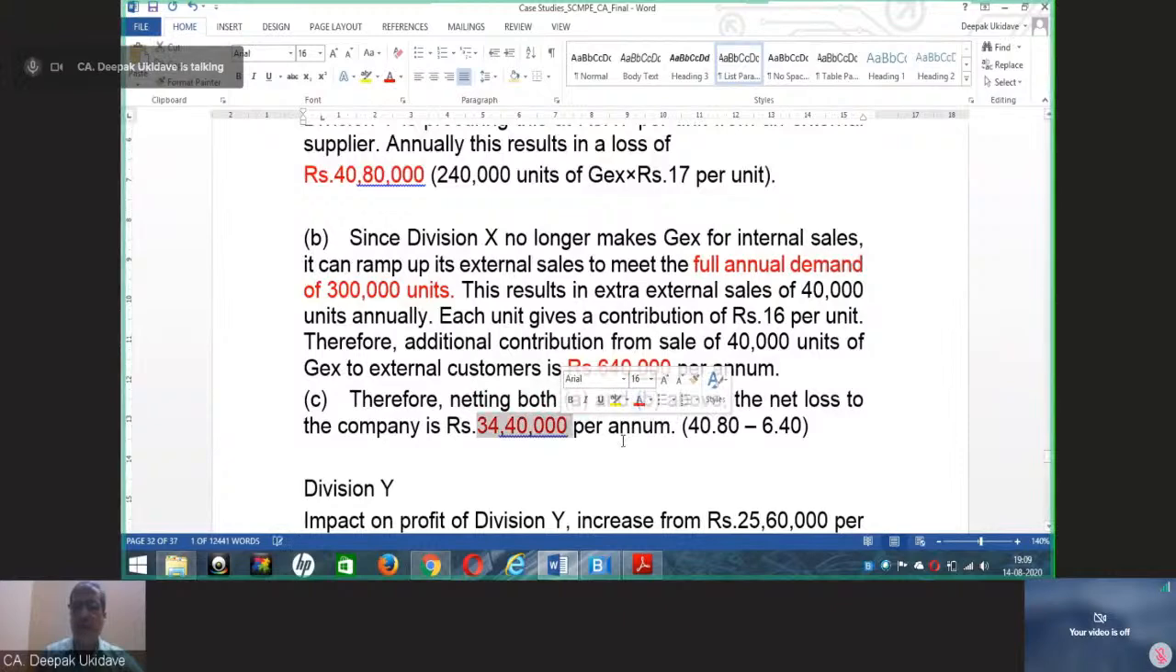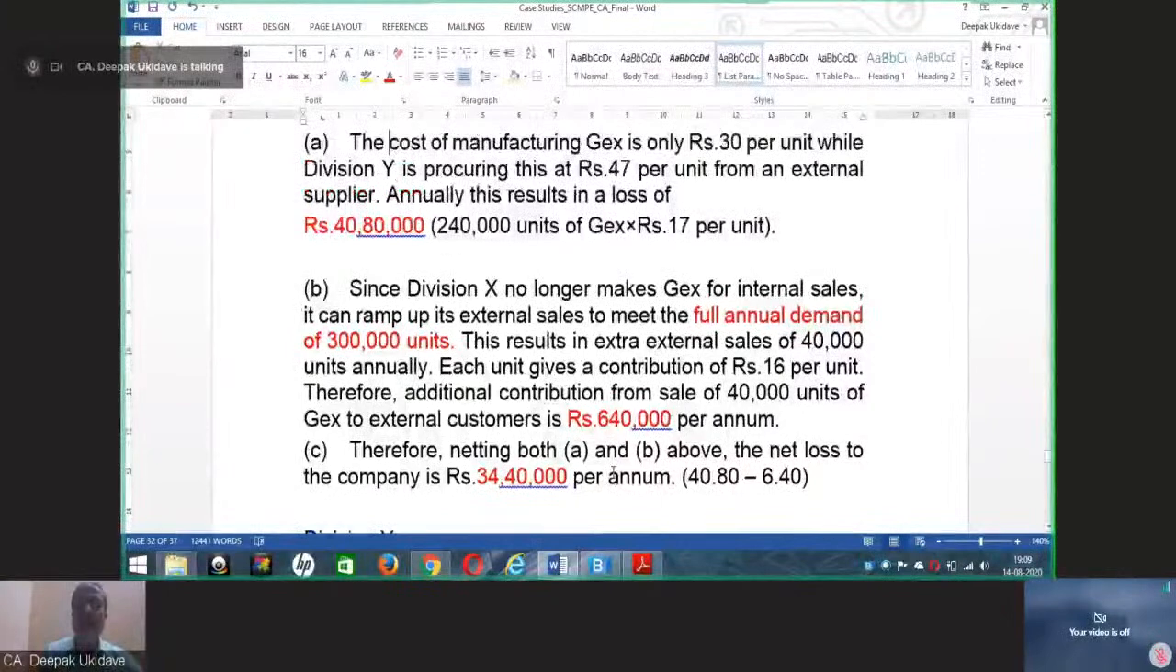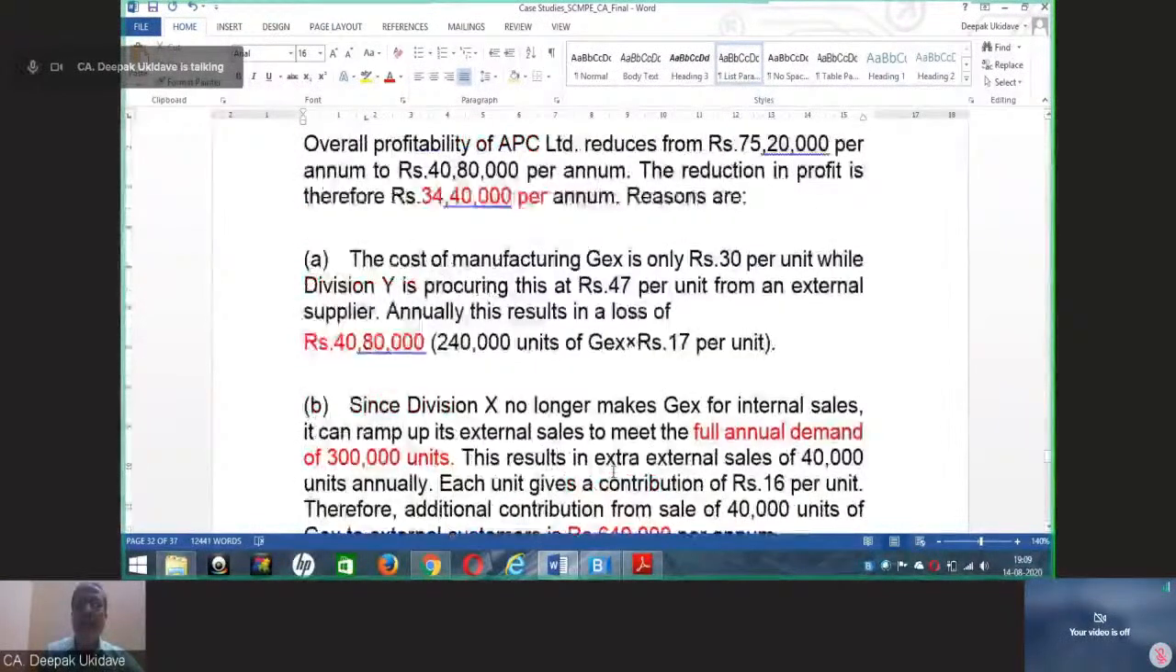This is the figure which we have reconciled, and that brings us to the analysis of profitability for the company, from the company's point of view. 34,40,000 was the reduction in profit. See, 75,20,000 was the original profit in scenario 1, the current scenario. In scenario 2, the profit for the company reduced to 40,80,000. So there is a reduction in profit by 34,40,000. There are two reasons, two factors for it. So for this, we are preparing a reconciliation for 34,40,000.